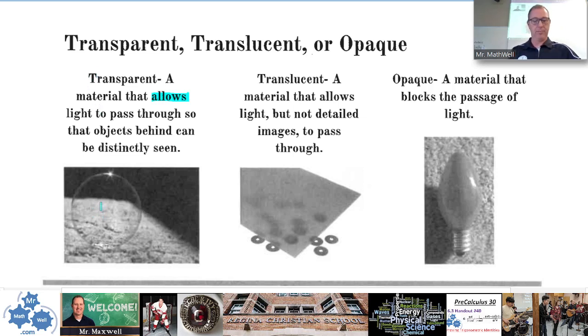All right? So these glasses here, these lenses are very transparent. I can see through them quite clearly. Transparent. And there's a little picture of, I don't know if that's a piece of glass or if that's a bubble or what. That almost looks like a big bubble, but it's maybe just a round piece of glass on a counter.